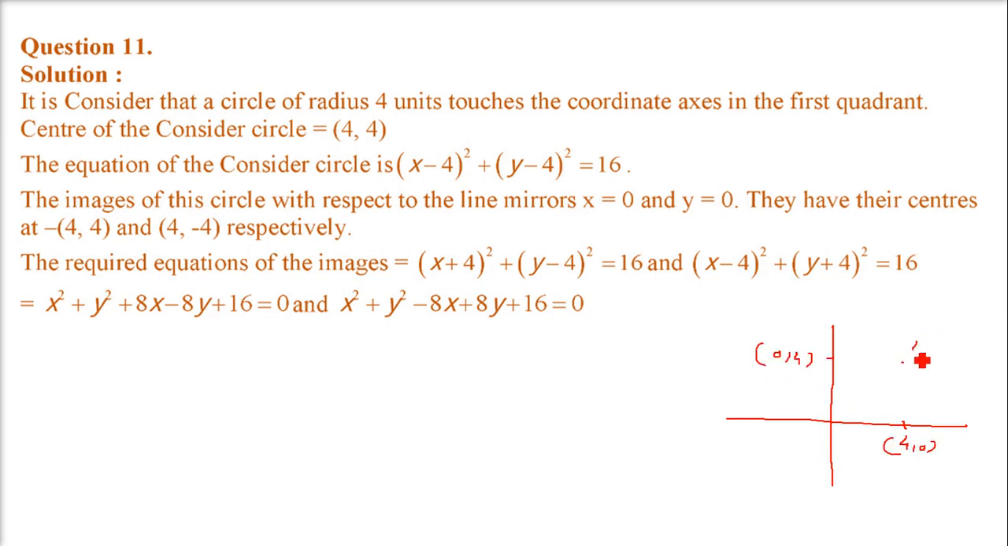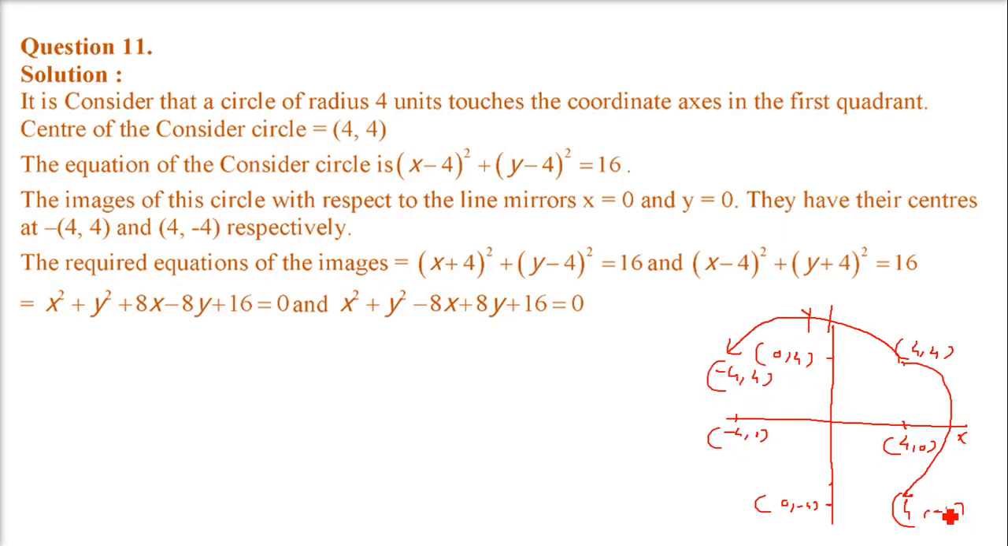What is the center here? 4, 4. This is your y axis, this is your x axis. So what will be the point which is the mirror of this in the x axis? Here this is say 0, minus 4. This is of course minus 4, 0. So this point will be what? X is 4 and y is minus 4. So 4 and minus 4 you have to take first of all. And because this is the y axis, what is the mirror of this point? It will be here. So x is minus 4 and y is 4. So minus 4, 4 and 4, minus 4 you have to take.